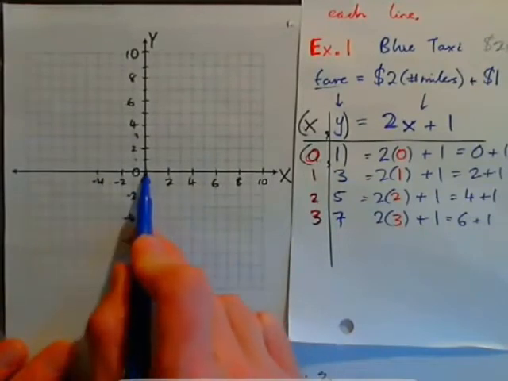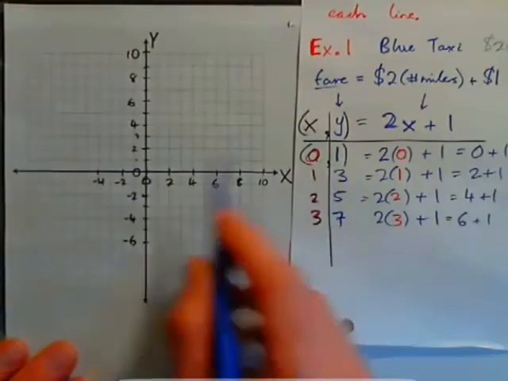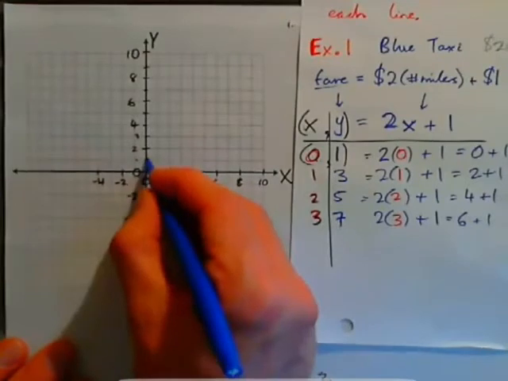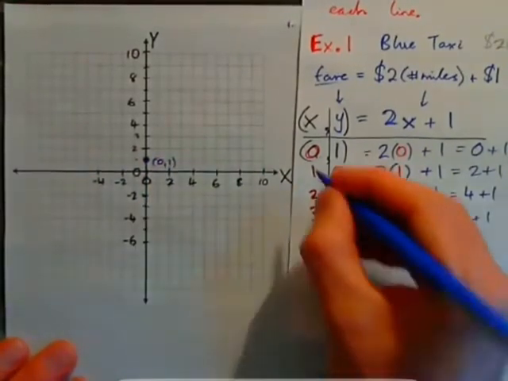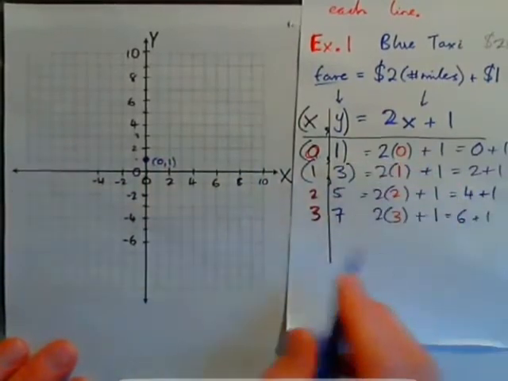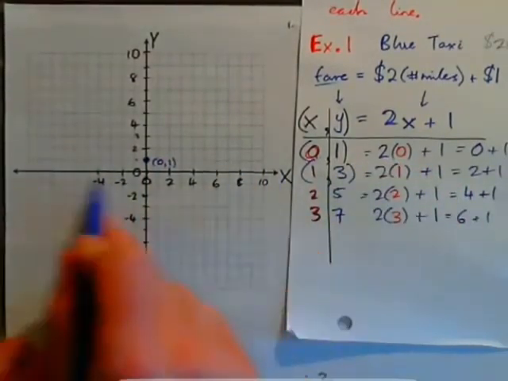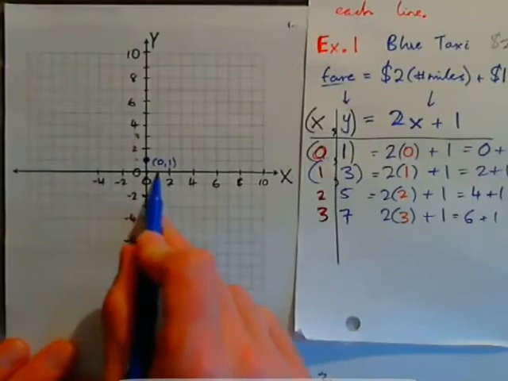Is 0 here? Right. Where is 1 on the y-axis now? Go up and down the y-axis. Here's 1. So this point here, of course, is 0, comma 1. Right? Now we have to graph the point 1, 3. So where is 1 on the x-axis? It's right here.